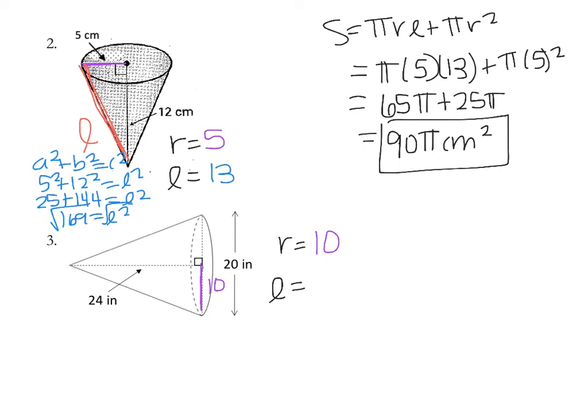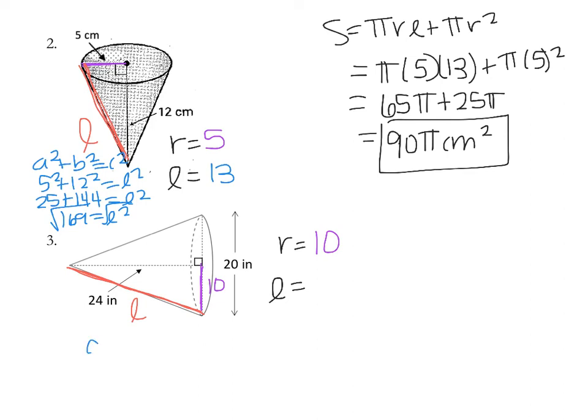And then L, again, is not given to you. L is this line. The 24 is pointing to the line on the inside. The slant height will always be the line on the outside of the cone. So we need that outside line. That's L. Which means, again, we have to do Pythagorean theorem.